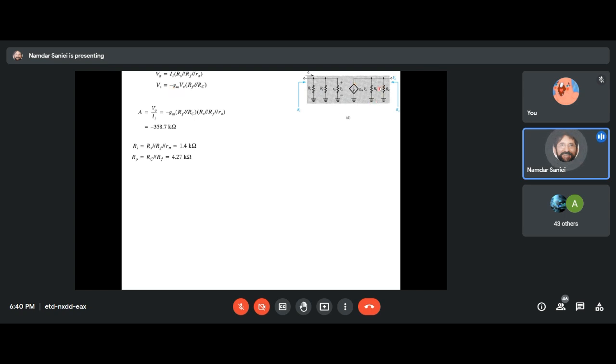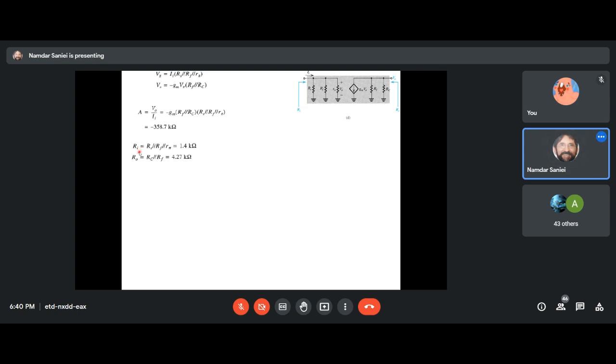So that's why we get that negative. GM V pi goes there. V pi itself is given up here. We plug this in here, and this is what we get, from which we can find VO over II, which is the gain that we are looking for. This is the newly formed amplifier gain, and this is what the gain turns out to be. Numerically, if we plug in the values, this is what we get.